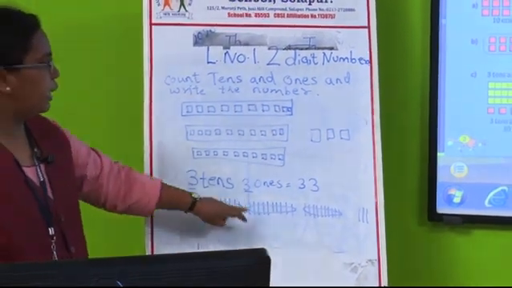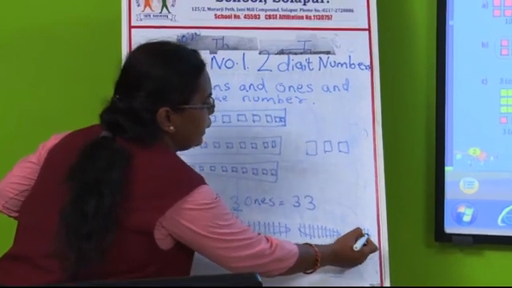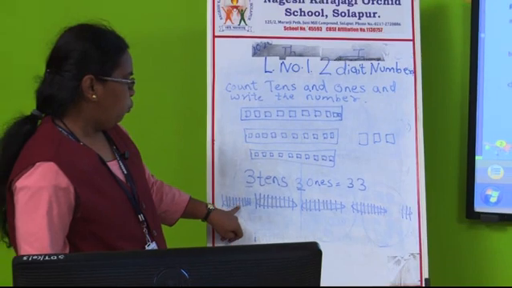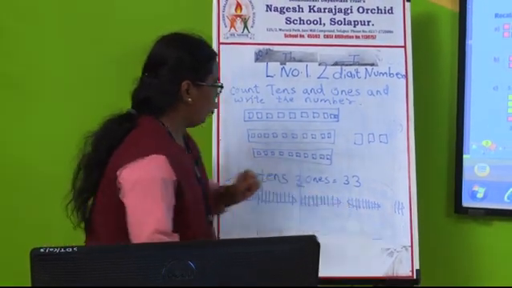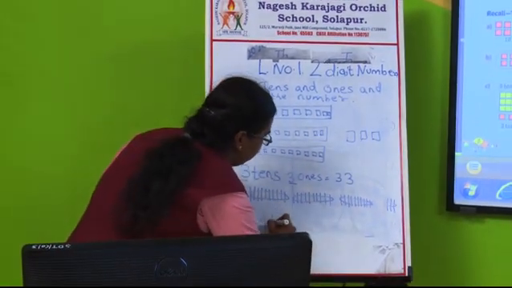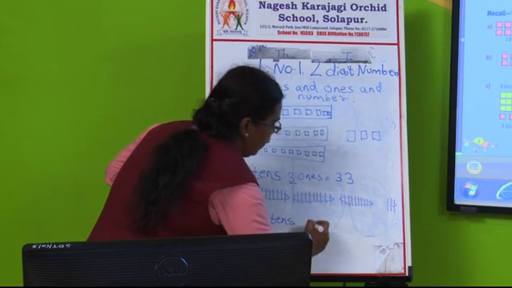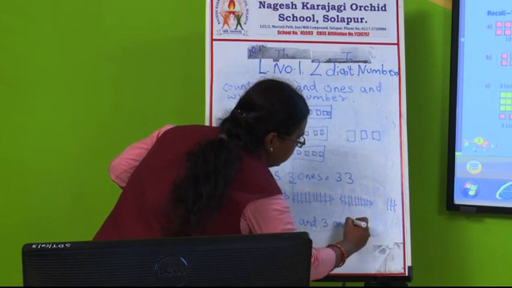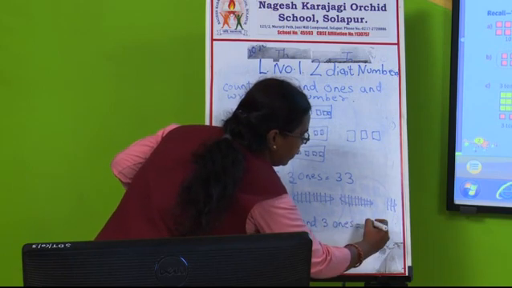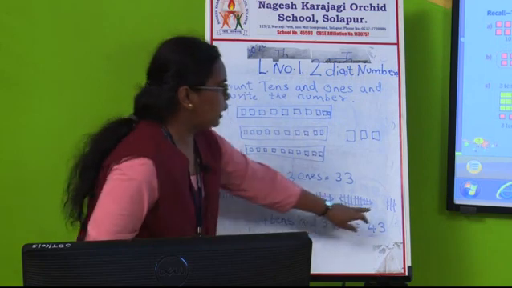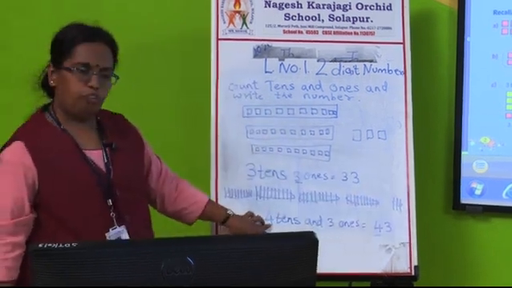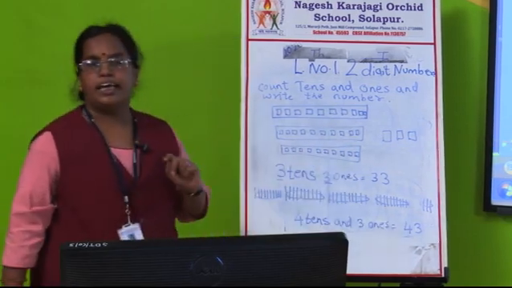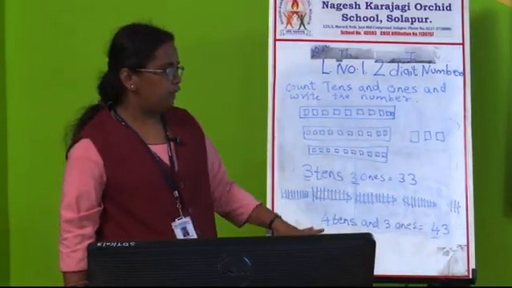Now in each bundle there are 10 sticks. Okay. How many bundles are there? 1, 2, 3, 4. Means 4 tens and 3 ones is equal to 43. These individual ones are 3 and these are 4. So you can write 4 tens and 3 ones. Yes, have you understood this much, children?